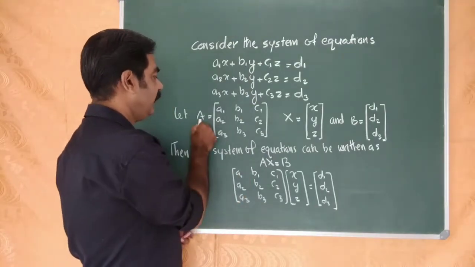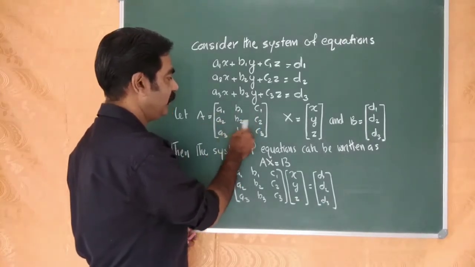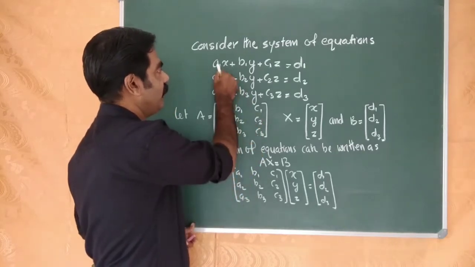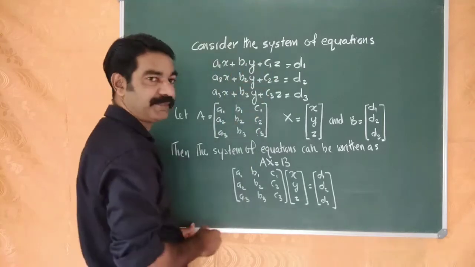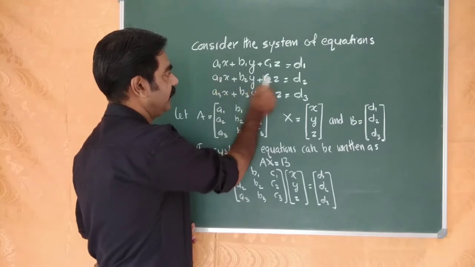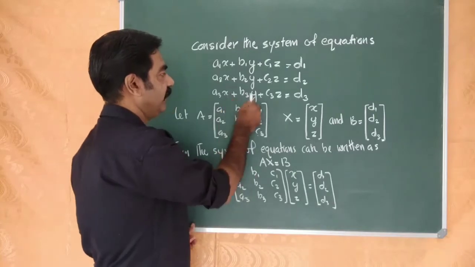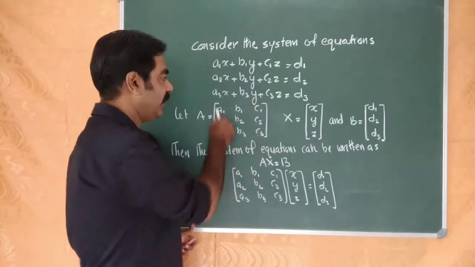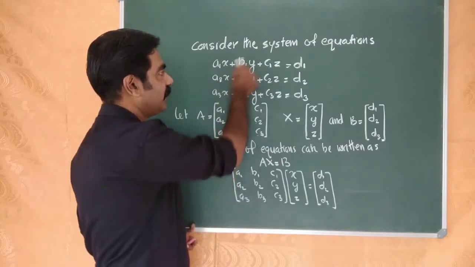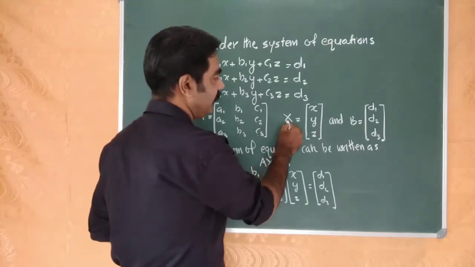So let A be the matrix with rows a1, b1, c1; a2, b2, c2; a3, b3, c3. Here a1, b1, c1 are the coefficients of x, y, z in the first equation. a2, b2, c2 are the coefficients of x, y and z in the second equation. a3, b3, c3 are the coefficients of x, y, z in the third equation. So matrix A has elements that are the coefficients of the variables.